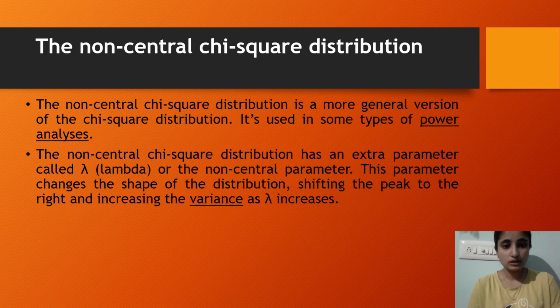The non-central chi-square distribution is a more general version of the chi-square distributions. It's used in some types of the power analysis. The non-central chi-square distribution has an extra parameter called lambda, or the non-centrality parameter. This parameter changes the shape of the distribution, shifting the peak to the right and increasing the variance as lambda increases.